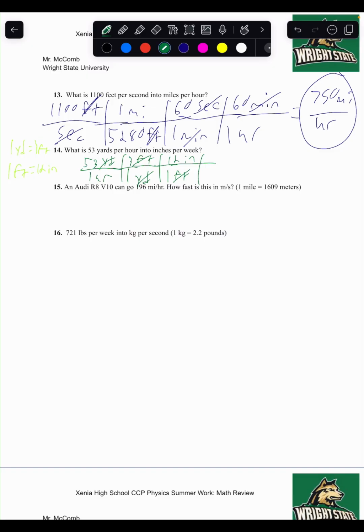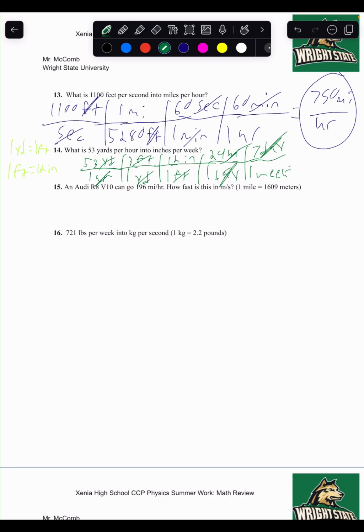Good. Now hours to weeks. 24 hours is 1 day. So hours here, we want hours here. Go diagonal. So that's 24 hours in 1 day. That kills hours with hours. And then finally, days. 1 week has 7 days in it. We have days here, so we want it here. 7 days in 1 week.